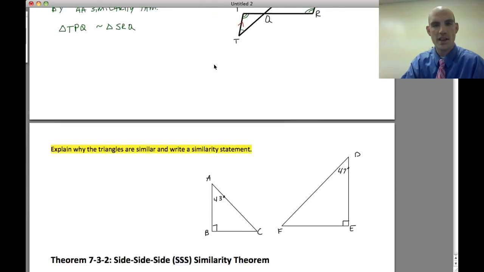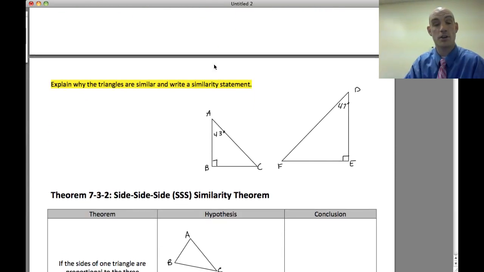Using that example as a guide, go ahead and try this one on your own. Bring that one to class. Shouldn't take you too long. I'll give you a hint. You're probably going to use the third angles theorem.